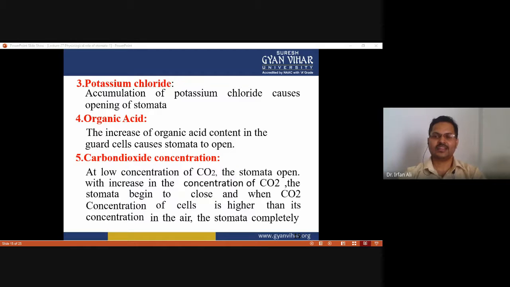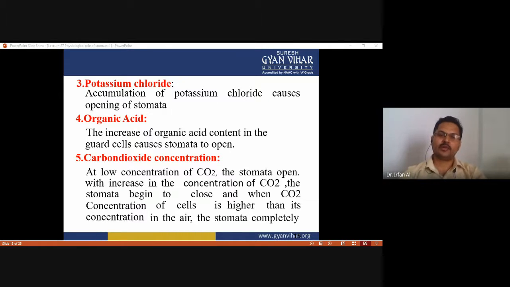So when the concentration of malic acid increases, this favors the opening of the stomata, because it ultimately helps to increase the turgor pressure of the guard cell. And carbon dioxide concentration obviously also affects the opening and closing of stomata. So at low concentration of carbon dioxide, the stomata open. And with increase in the concentration of carbon dioxide, the stomata begin to close.